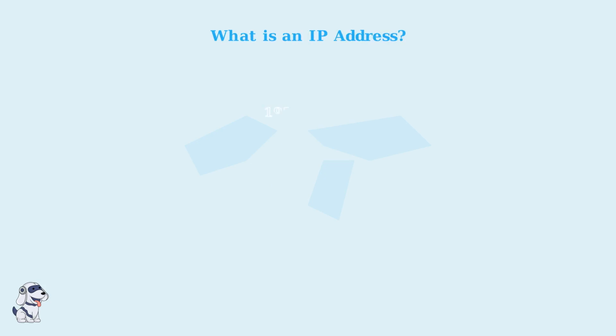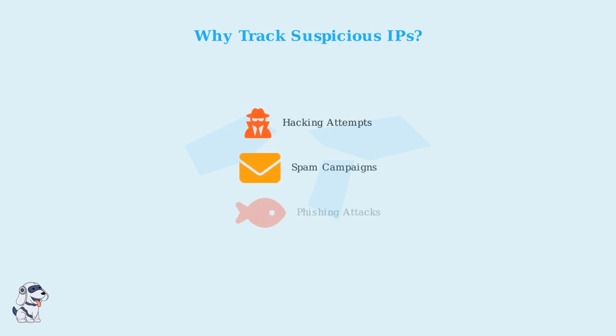An IP address is a unique numerical identifier assigned to every device connected to the internet. When investigating suspicious online activity like hacking attempts, spam, or phishing, tracking the source IP address becomes crucial for cybersecurity professionals. Security professionals track suspicious IP addresses to identify potential threats such as unauthorized access attempts, spam campaigns, and phishing attacks. While we cannot pinpoint exact physical locations, we can gather valuable intelligence about the source.